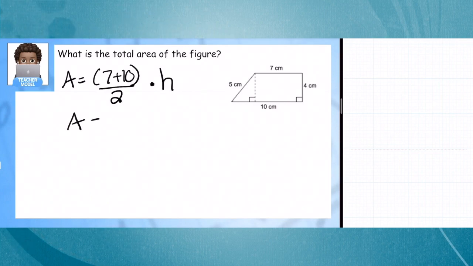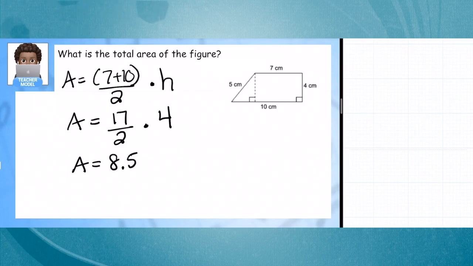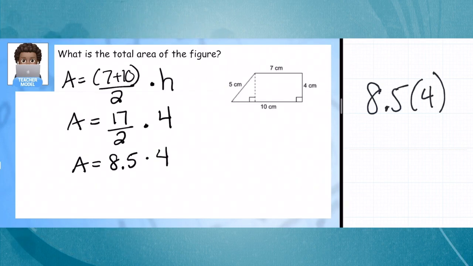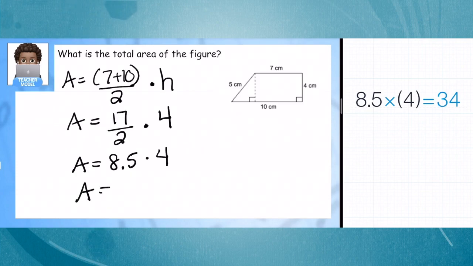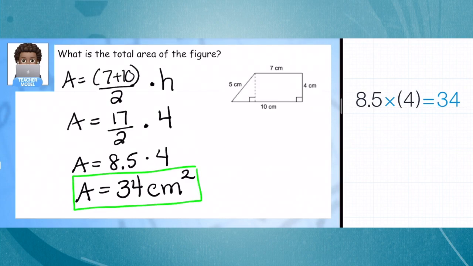Right? So area is equal to 17 divided by 2 times a height of 4. 17 divided by 2 is 8.5 times 4. And we get 34. Make sure I have our units correct. Centimeters squared. Hit pause and jot this into your notes.